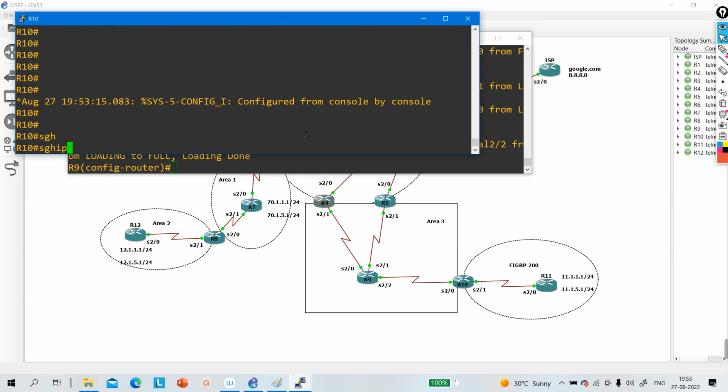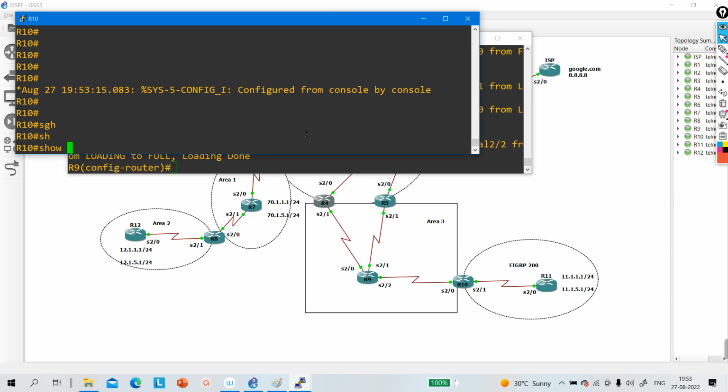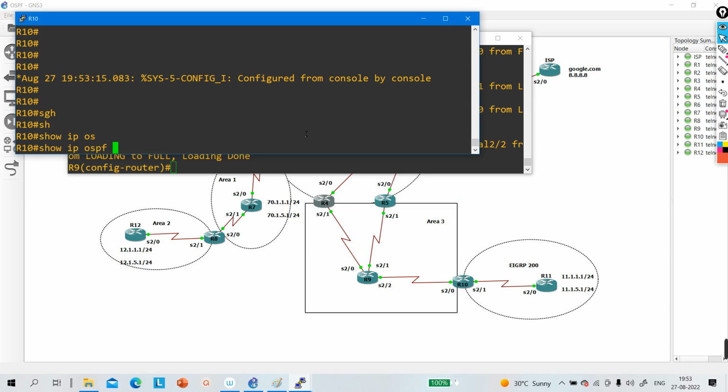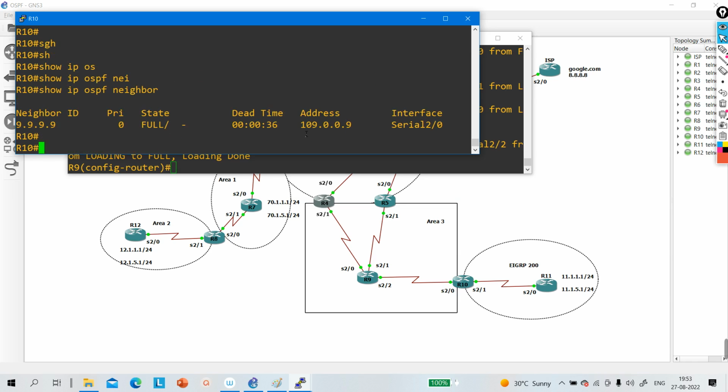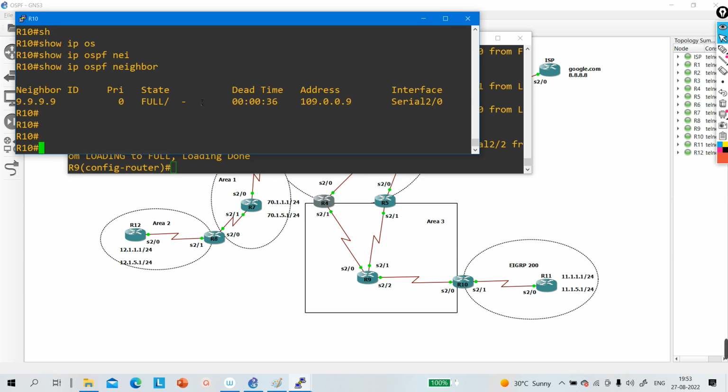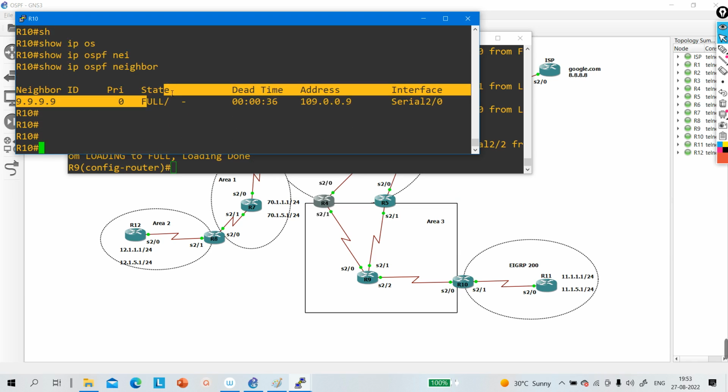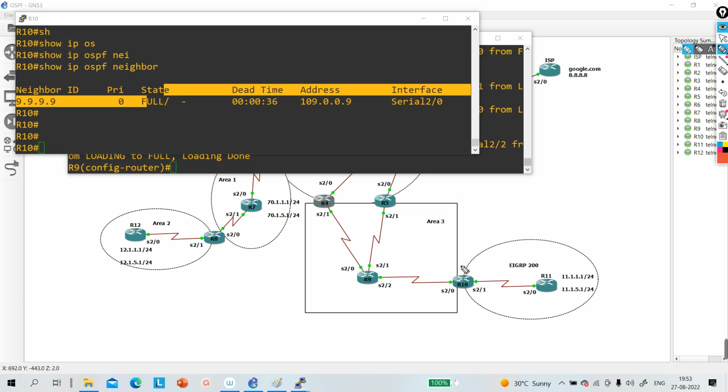So, show IP OSPF neighbor. The neighbor is 9.9.9.9, state is full, right? But this router, the ASBR, will generate what? LSA 5. The ASBR router will generate LSA 5 to share these prefixes in this area. But this is a stub area.